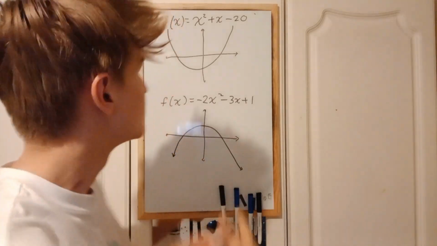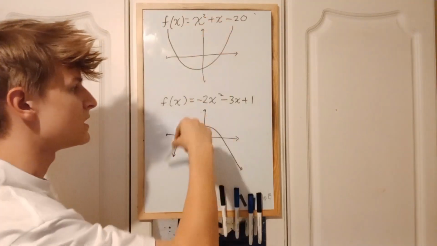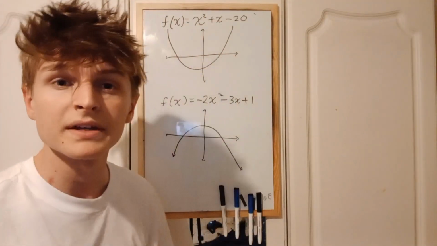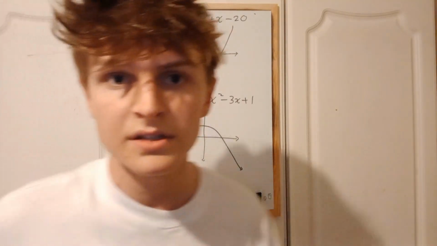So there we go, the general shapes of some quadratics. They tend to look like U's or N's, depending on whether you've got a positive or negative coefficient in front of x squared. Now, let's continue with being more detailed about this.